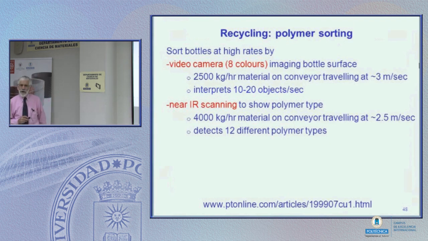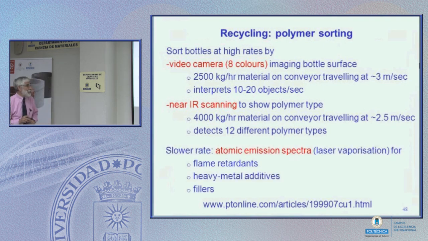Notice still only 12 different types of polymer. That's not enough, but it's a big step forward, because when we make things and use them at home, we're generally using maybe only about 5 or 6, the majority of polymers. For polymers too, we can sort using atomic emission spectroscopy. So I've just put this in to say again, not maybe truly material science, but the need to separate these materials is clearly material science.